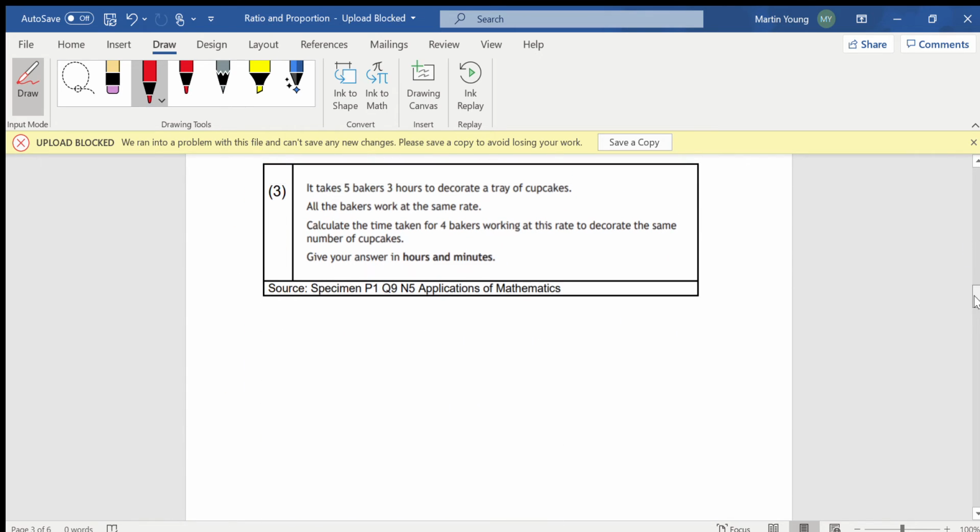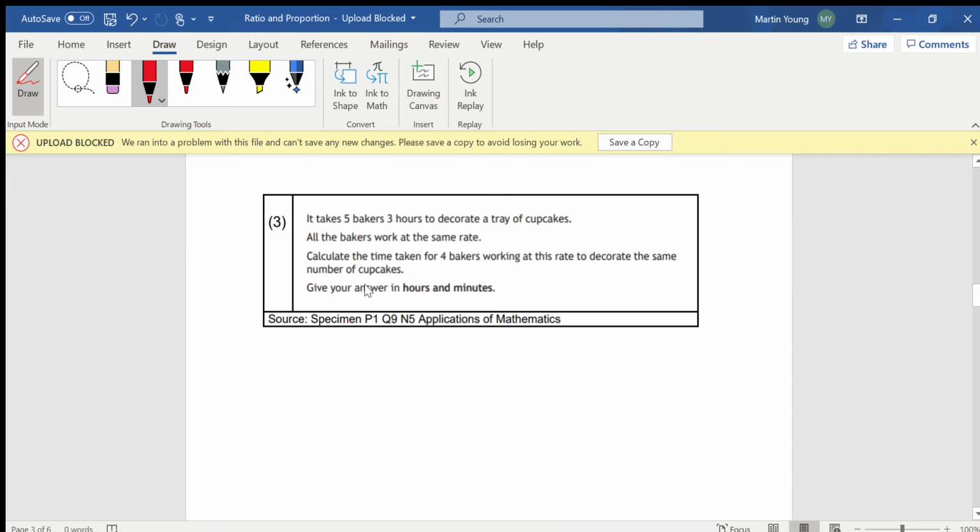Number 3. This is from a specimen paper, so that's like an example of what the papers might have looked like when they were first designing the applications course. This is a paper 1, so it's non-calc. It takes 5 bakers 3 hours to decorate a tray of cupcakes. All the bakers work at the same rate. Calculate the time taken for 4 bakers working at this rate to decorate the same number of cupcakes.